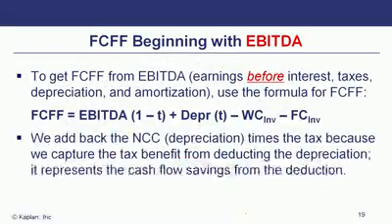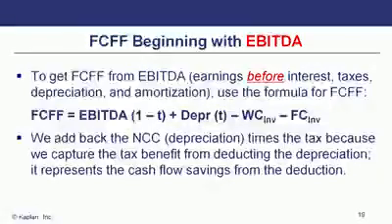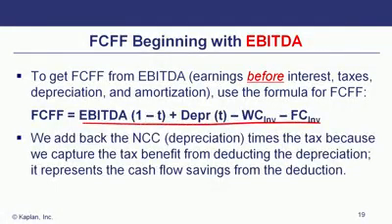What about free cash flow for the firm beginning with EBITDA, earnings before interest, taxes, depreciation, and amortization? So no depreciation, no amortization. In free cash flow for the firm, I have EBITDA plus the depreciation. Because notice, we had to add back depreciation, right? Because that's part of the non-cash charge. So just from a simplistic standpoint, we had to add that back.